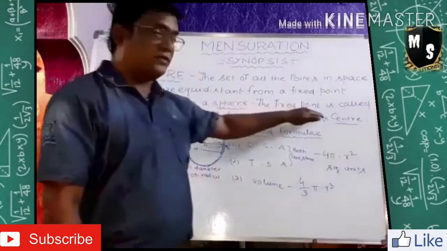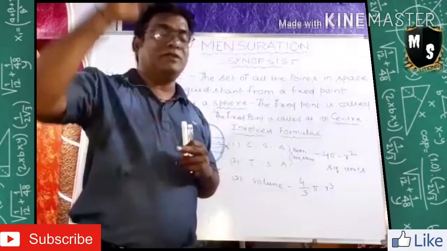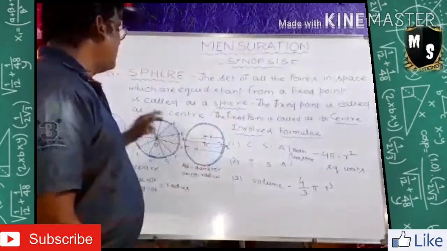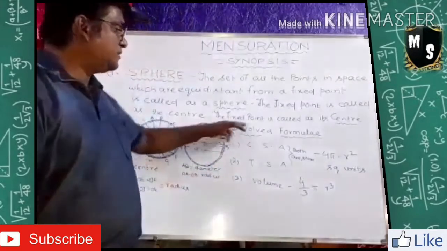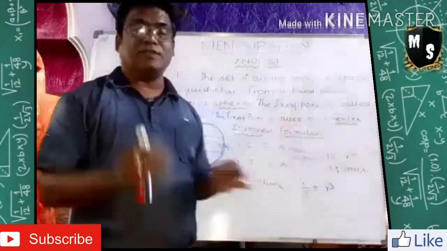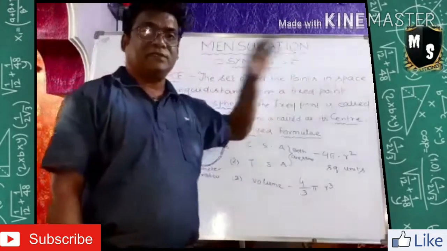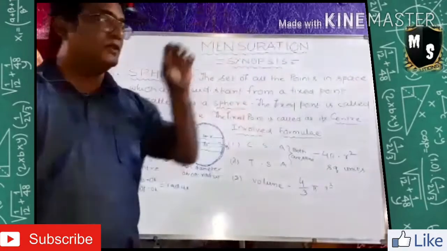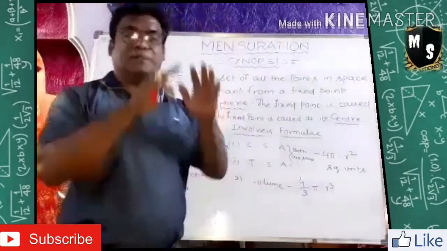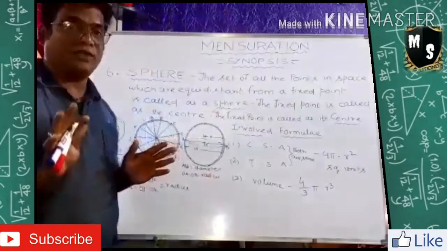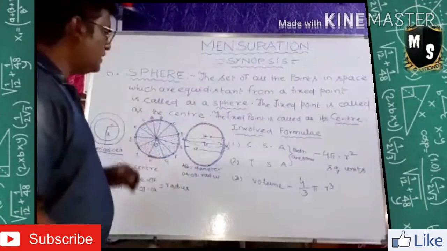The fixed point, from where the distance is going to be measured, is called the center of the sphere. I hope you understood. So the fixed point is called its center. So what is the definition? The set of all the points in space, joined to a fixed point, gives you your solid shape, which is called a sphere. Some figures I did for you, see.